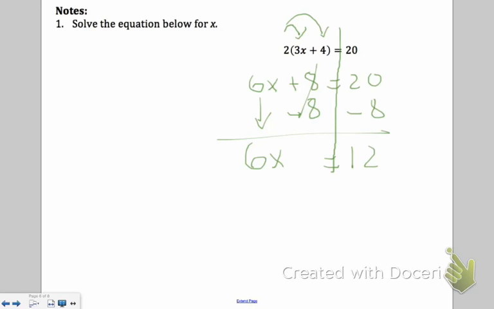And finally, since we have 6 times x, the inverse operation of multiplication is division. So we are going to divide by 6 on both sides. So x is equal to 12 divided by 6, which is 2.